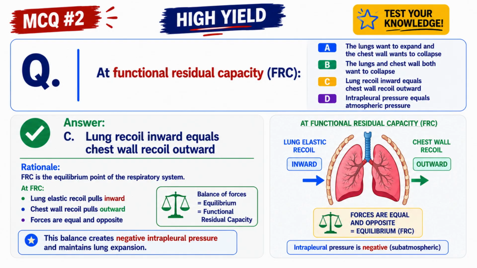Pneumothorax. Air enters the pleural space. The negative intrapleural pressure is lost. The lung collapses inward. The chest wall springs outward. The balance is destroyed acutely. FRC, equilibrium: inward lung recoil equals outward chest wall recoil.